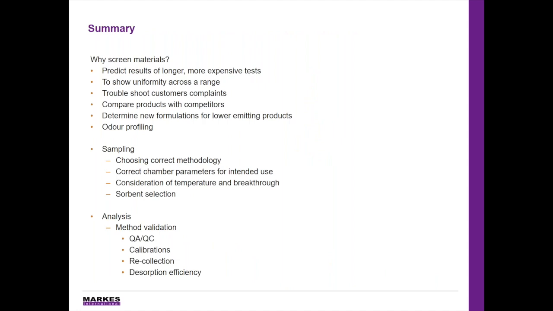Now we have talked about the regulations, the sampling methods, and analysis. To conclude, the message I'm talking about is why we want to do the screening of materials. Screening allows you to predict the results for longer, more expensive tests, like bag methods or small chamber methods, which sometimes take a couple of days to a week to get a robust result. It also allows you to show uniformity across a range, like different colors, different shapes, or different formulations, to compare different things in the same material.